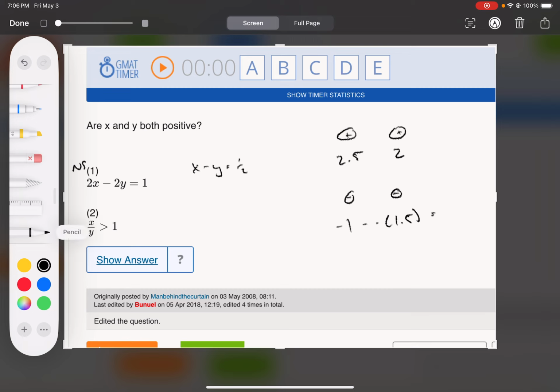But still, I don't know whether they're both positive or both negative. But I do know that the magnitude of x is greater than the magnitude of y. Okay, well, then let's look at combining them. So that wasn't sufficient on its own. But if we combine them, notice what I had about my cases.